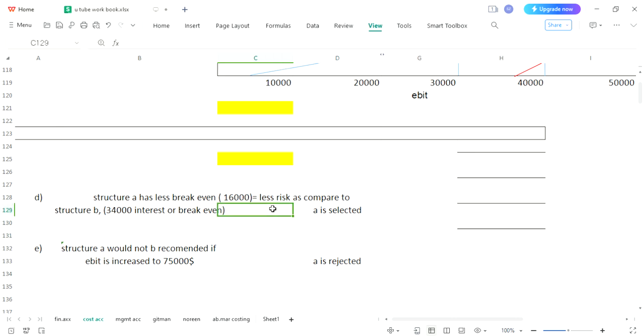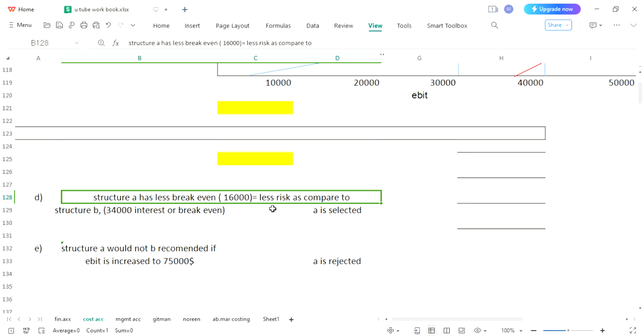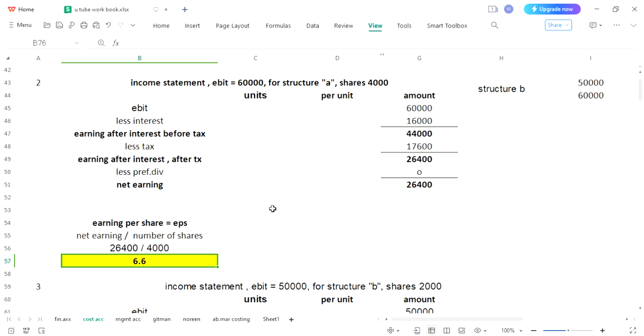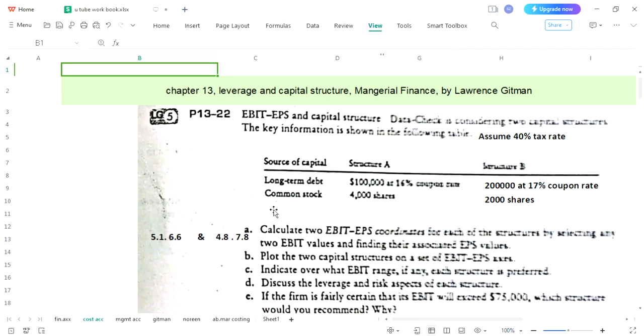When you are focusing upon the break-even point, the amount of interest in A was less than the amount of interest of B, so you have preferred A. While in point E, you were focusing upon EBIT and EPS. Since A was rejected, why? Because a huge change in EBIT was required to get a smaller change in EPS. So A was selected in point D and A was rejected in point E. Points D and E were discussed theoretically. In this way, our question 13.22 has been completed.